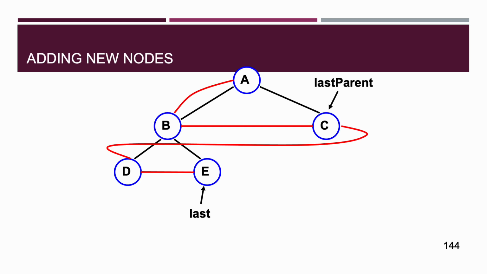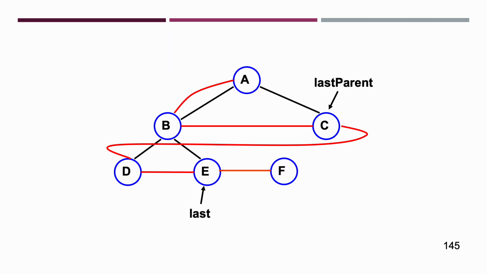Now let's see an example of adding new nodes. So here we have last and last parent, and then we'll see here we have F. Now we're adding F, so the F will be last. Now it will be added to C just to make a cycle, because the embedded heaps are always cyclic. So if we are adding a new node, you have to connect it with the last parent. So in this cyclic embedded heap, you always have a last and a last parent. So you are adding this after last and then connecting it with the last parent.